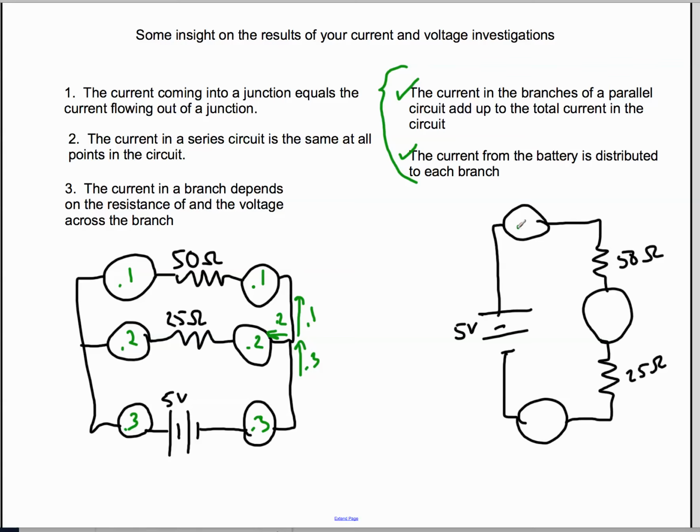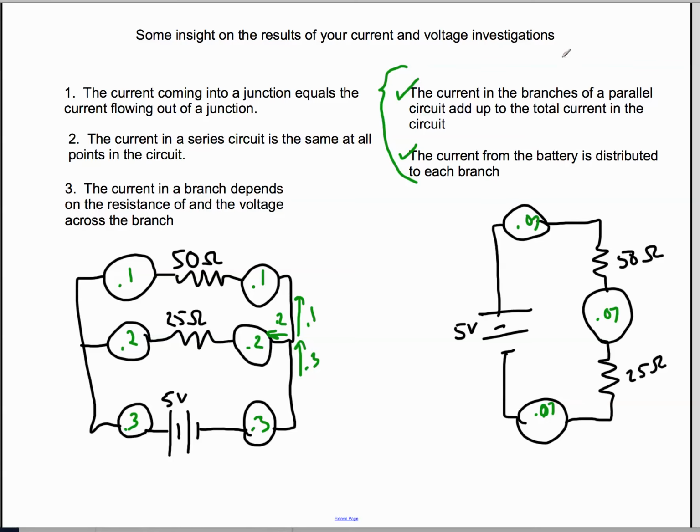So again, whatever current we have flowing in flows out of that junction also. In the series circuit, the data look more like this, with the obvious conclusion that the current at any spot in the series circuit is the same as any other spot. And it turns out that these two things really say the same thing, because of course there are no junctions there. And in either case, the current in any branch depends on the resistance and the voltage across the branch.